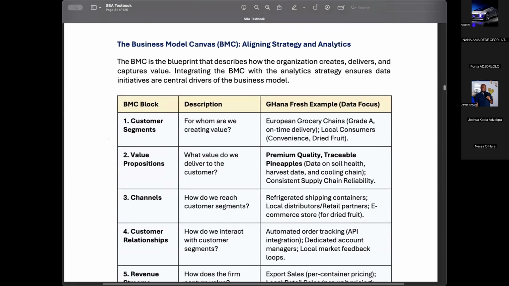Now you have the business canvas. The business canvas is a tool that helps you put everything together. Asking yourself, where am I as a company? Where am I going? What value do I want to create? And how am I going to achieve it? So the BMC is a framework.